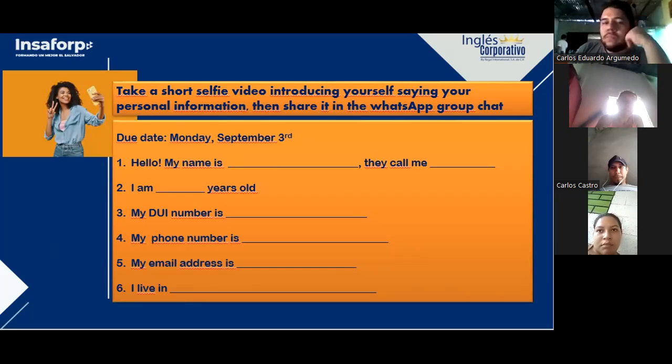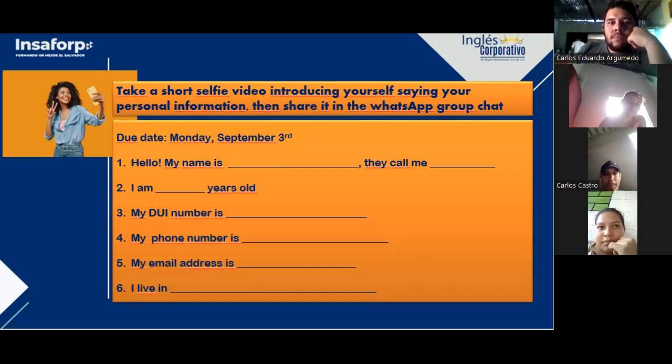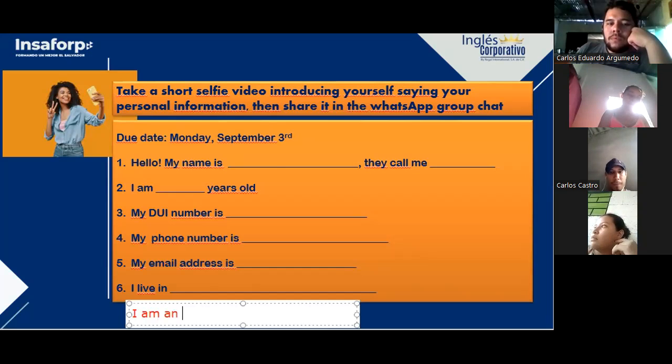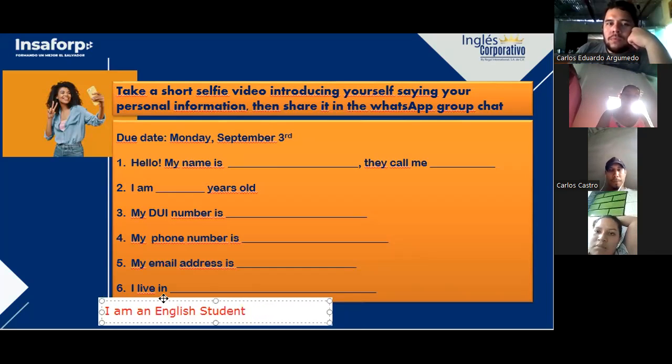Ahí le pueden agregar si ustedes quieren, por ejemplo, I am an English student, ¿verdad? I am an English student. Se los voy a escribir. Si ustedes lo quieren agregar, les va a sonar bonito ahí. Ok. I am an English student. Podemos agregarle cosas, sí, claro que sí, pero que sea cortito, porque si no, ya no va a subir en el WhatsApp, ya no lo vamos a poder ver aquí, ¿verdad?